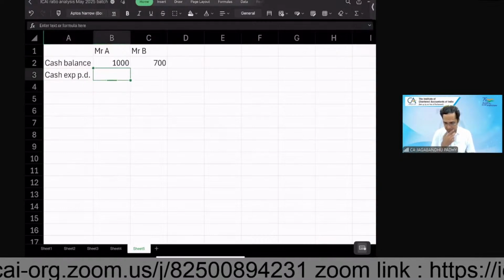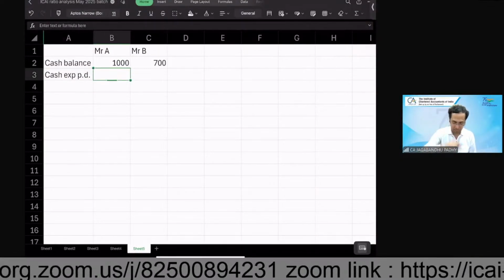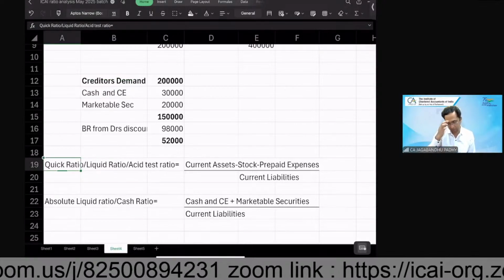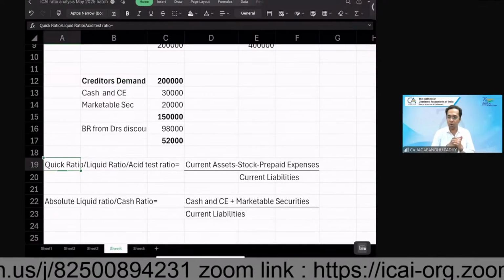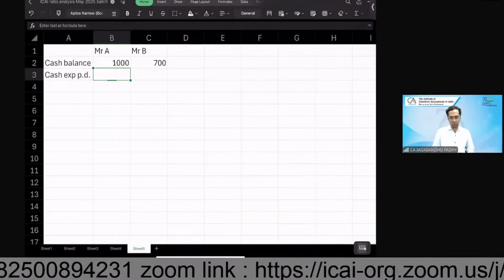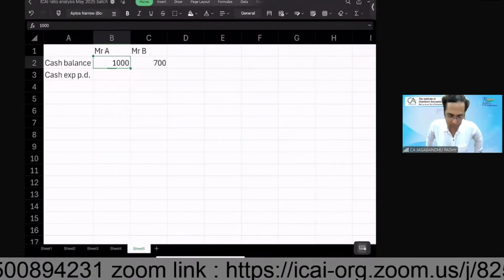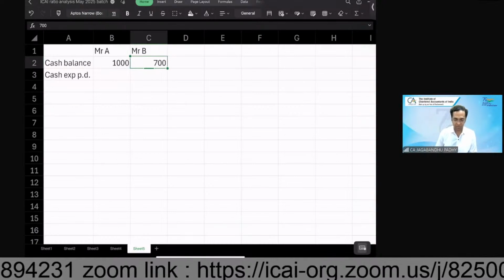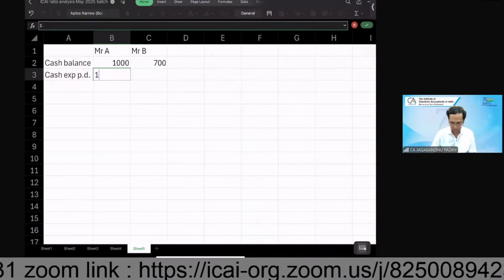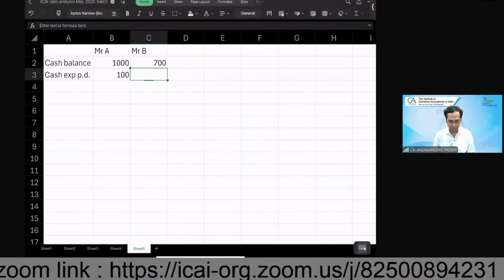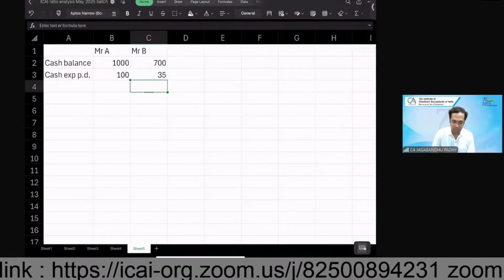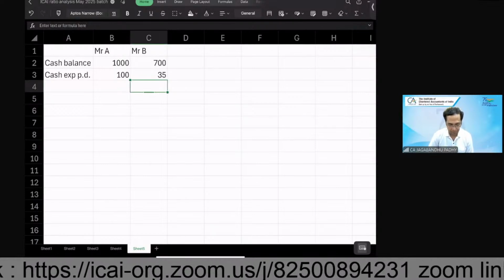Quick ratio, liquid ratio, acid test ratio. All the three ratios are just one and the same. Okay, so Mr. A has a cash balance of 1,000. Mr. B is having a cash balance of 700. Cash expense per day of Mr. A is 100 rupees. And cash expense of Mr. B is 35 rupees per day.